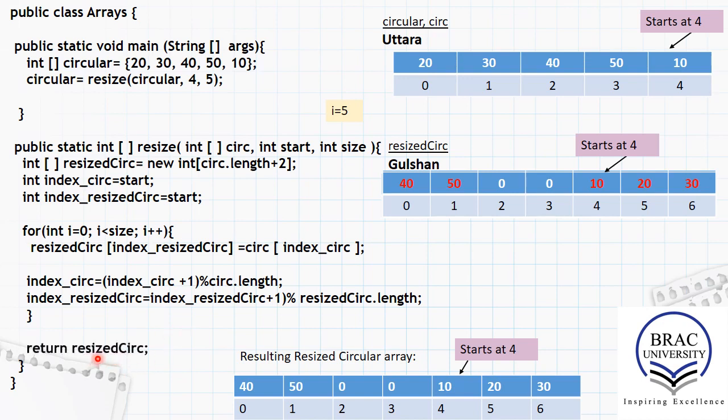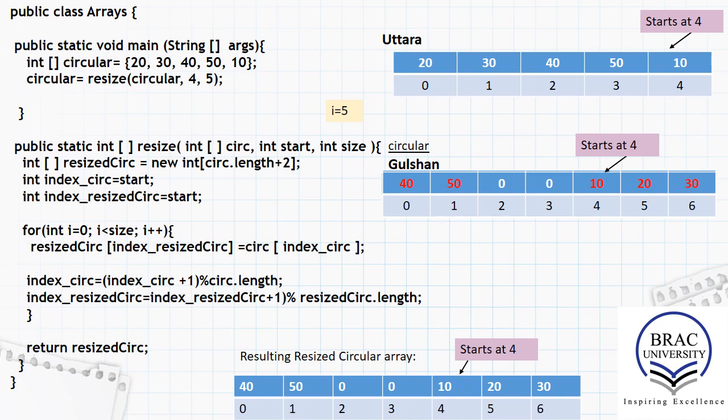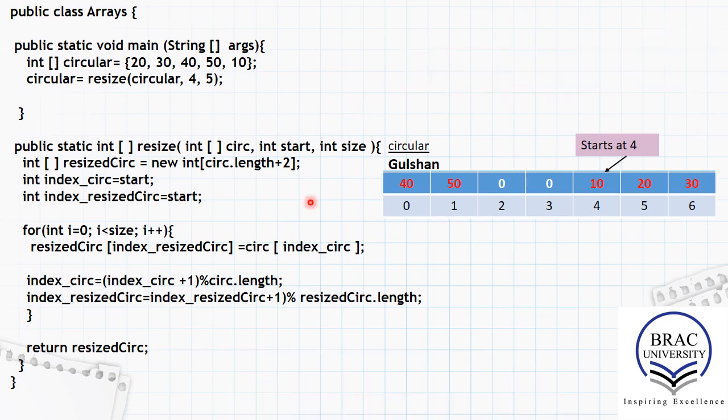So when I return this value, the reference Gulshan will be returned and it will be stored in the variable circular. So circular will now point at this array. Now, after this method is executed, remember that all the local variables inside the method will get destroyed. So I will no longer have resized_circ or these index values existing. So they will all disappear. Also notice that since this array's reference is no longer stored in any variable, I will no longer have access to this array as well.